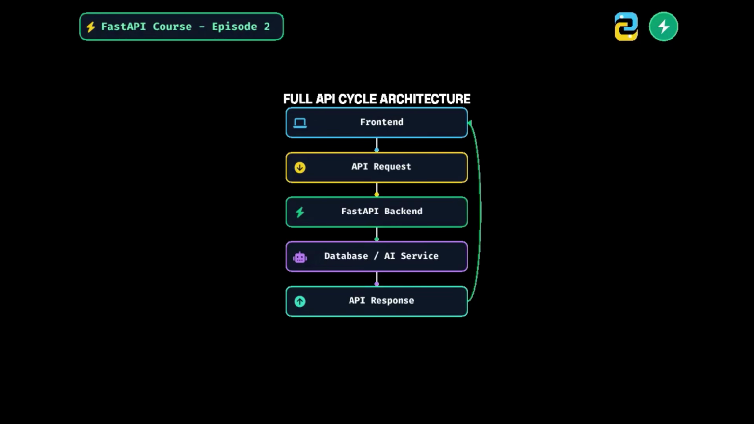For example, when a user uploads a document, the front end does not directly manipulate our database. Instead, it sends a request to an API endpoint. Then the backend receives that request, processes it, and sends a response back. This basic pattern will appear throughout our entire project.